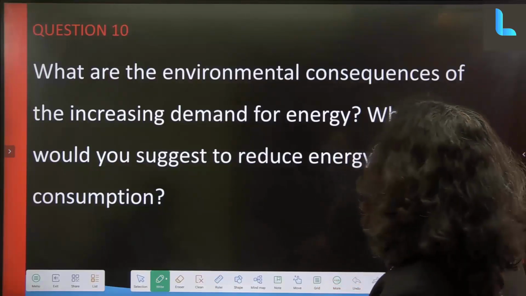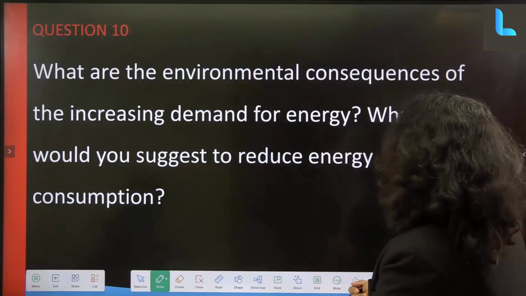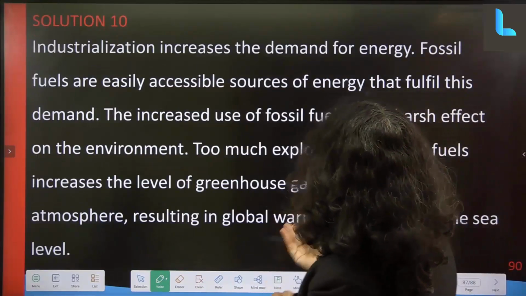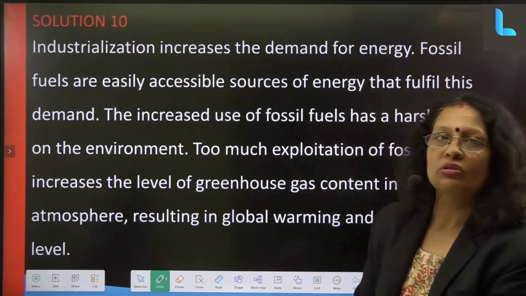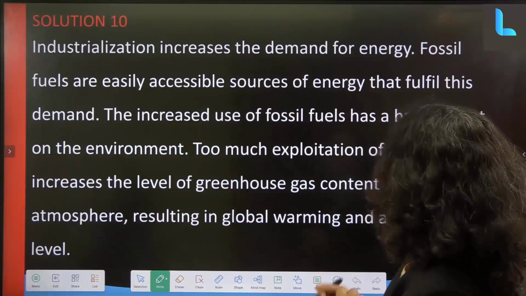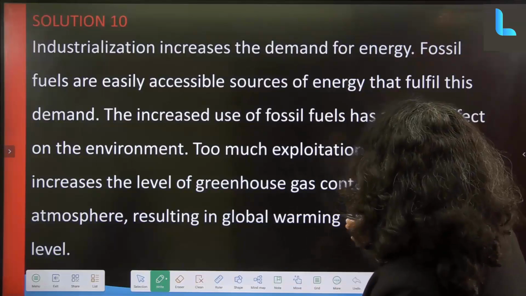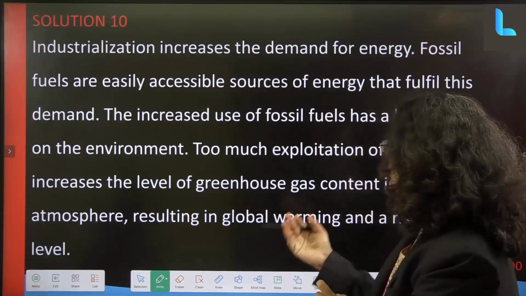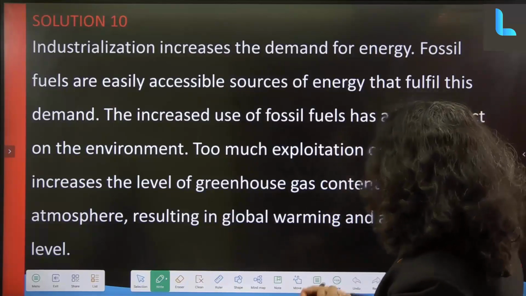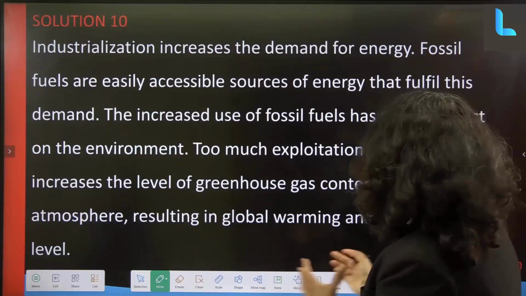What are the environmental consequences of the increasing demand for energy? What steps would you suggest to reduce energy consumption? Industrialization increases the demand for energy. Fossil fuels are easily accessible and fulfill this demand. The increased use of fossil fuel has a harsh effect on the environment. Too much exploitation of fossil fuel increases the level of greenhouse gases in the atmosphere, resulting in global warming and rising of the sea level.